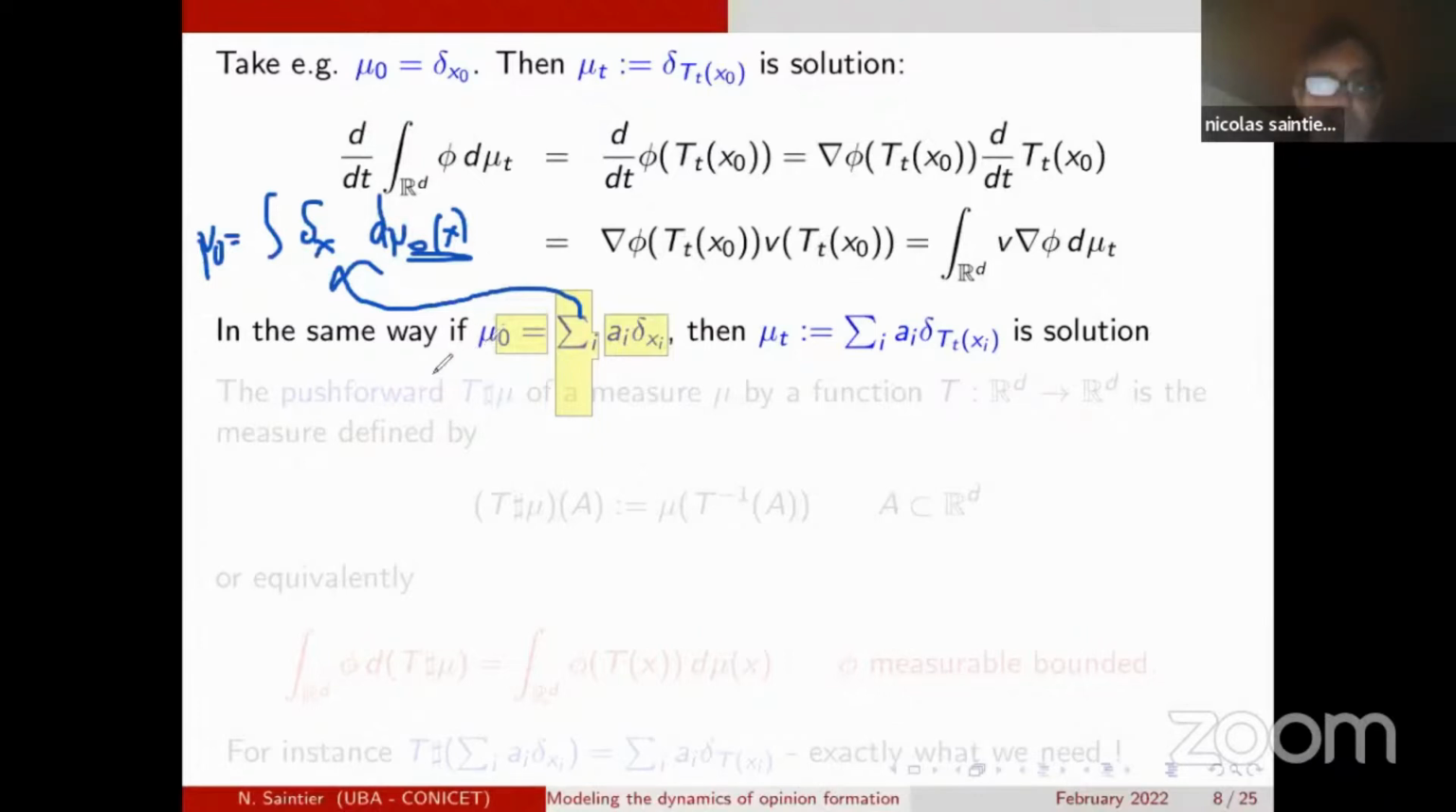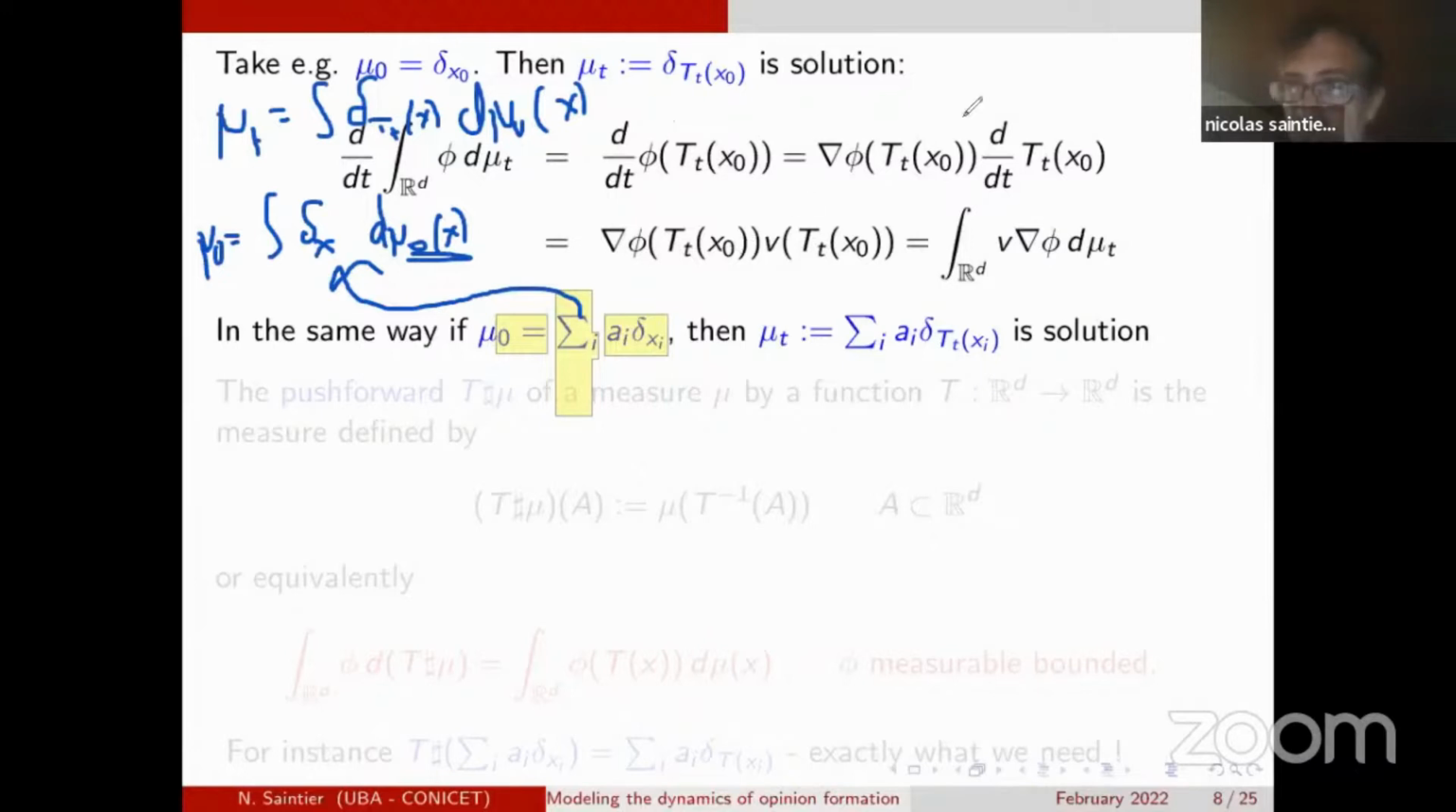Okay, and in that case, what would be the solution? The solution would be something, with the same intuition as before, like the integral of delta T_t of x d mu0. Okay, so we could make sense of that in a much more direct way. Okay, but this gives me the right intuition.